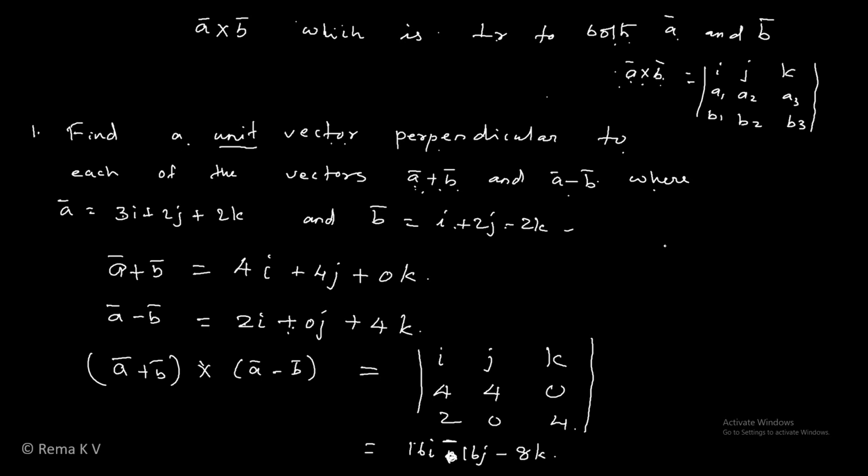To find the magnitude of this one, modulus of (a plus b) cross (a minus b) is equal to root of 16 square plus 16 square plus 8 square. Here, in all these three terms, 8 is a common factor, that is, 8 square is common. When it comes out of the root it becomes 8. Remaining here: 2 square is 4, 2 square is 4, 1 square is 1. So 4 plus 4 is 8, plus 1 is 9, root of 9 is 3.